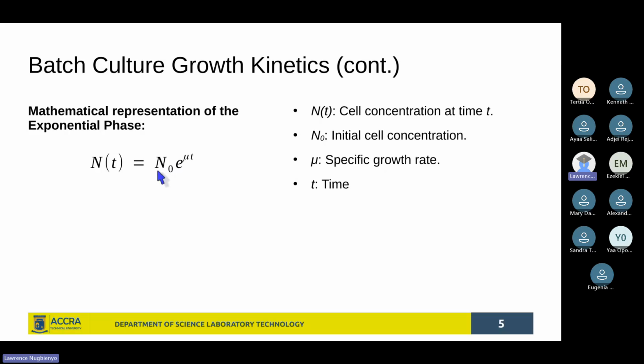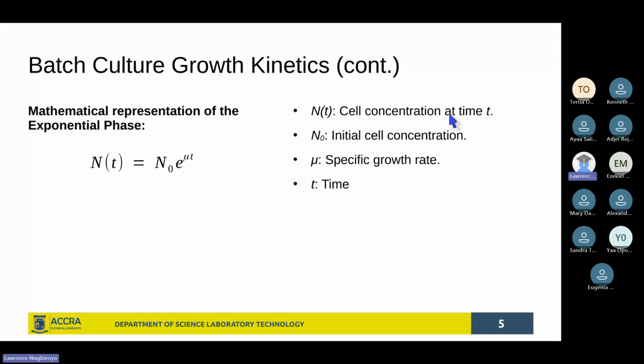You can express this with such a mathematical equation where you have all the terms being explained here, where you have the mu being the specific growth rate at that particular time. The T is the time. The N0 is the initial cell concentration. That's the starter culture, how much of the cell is in there, and then you have the cell concentration at that particular time that you are referring to.